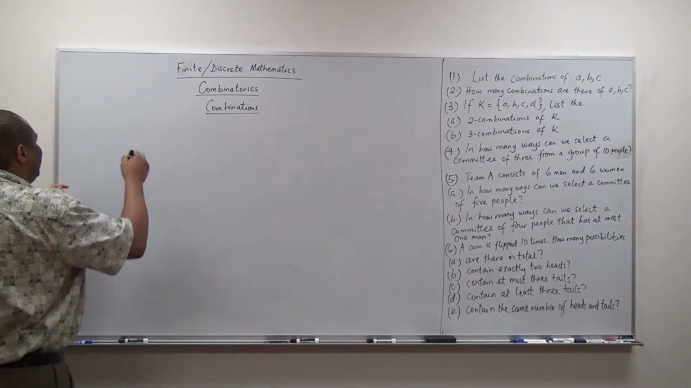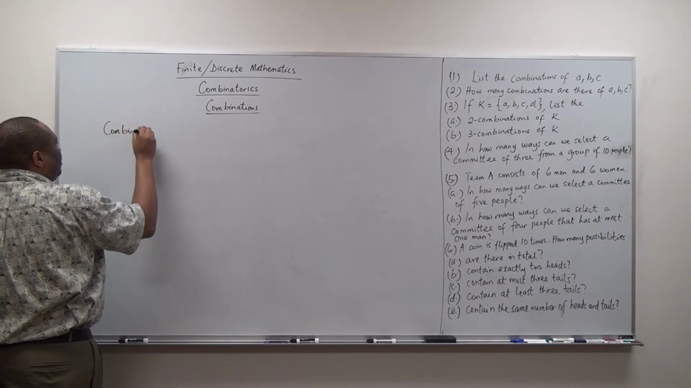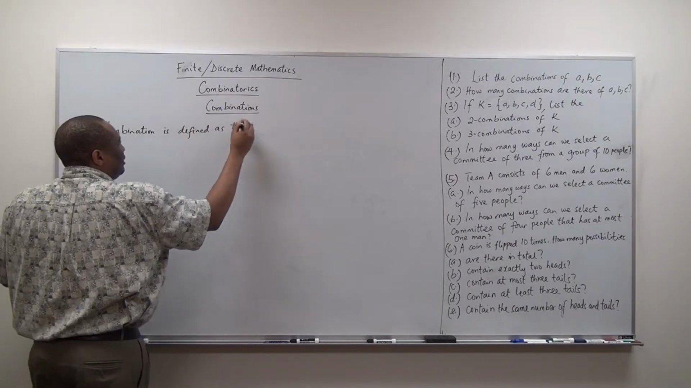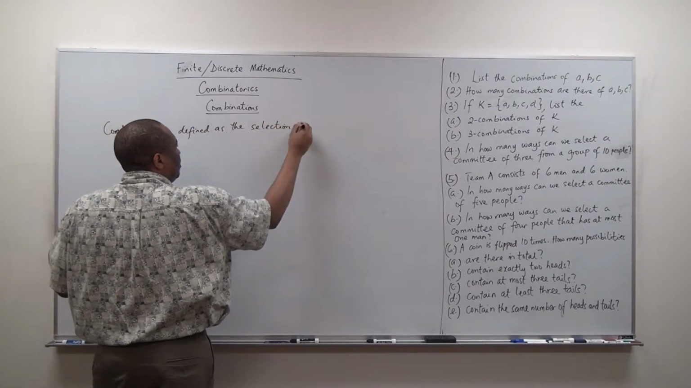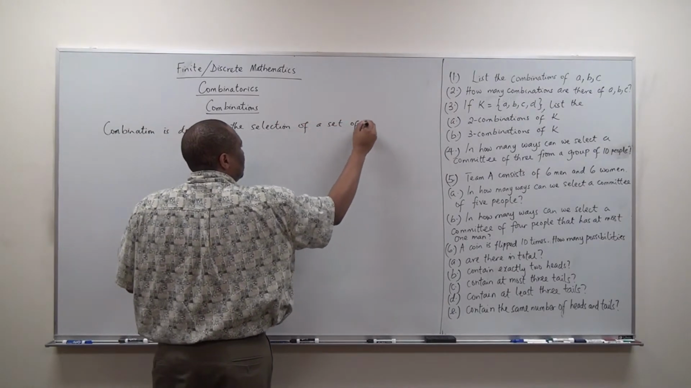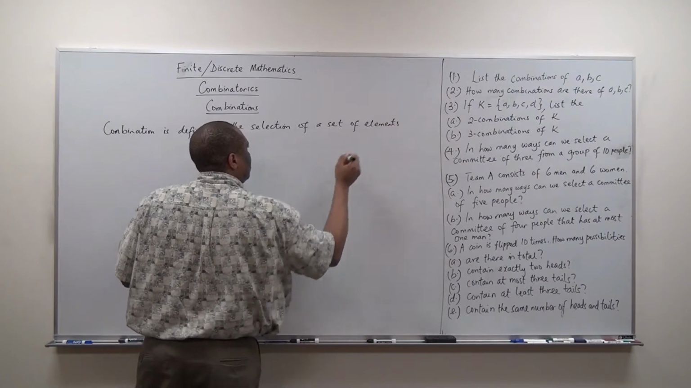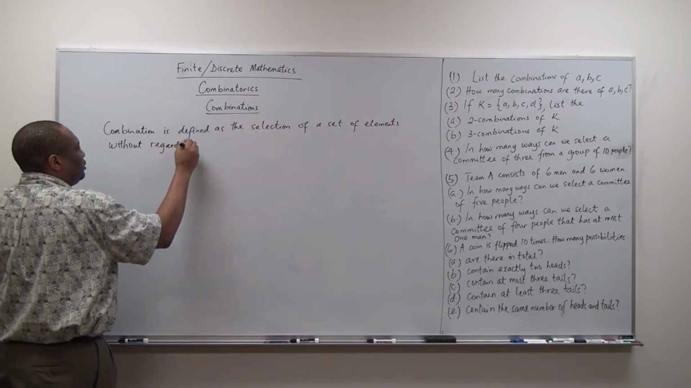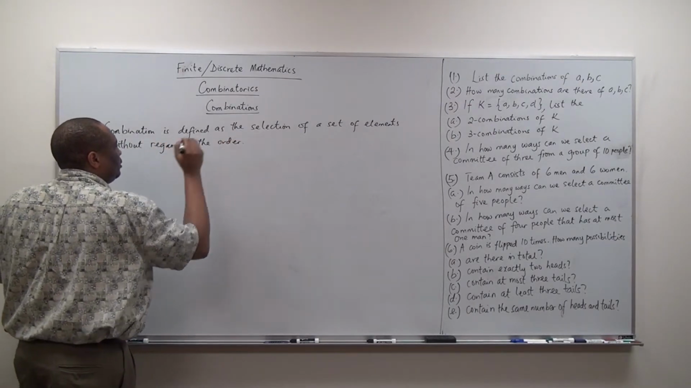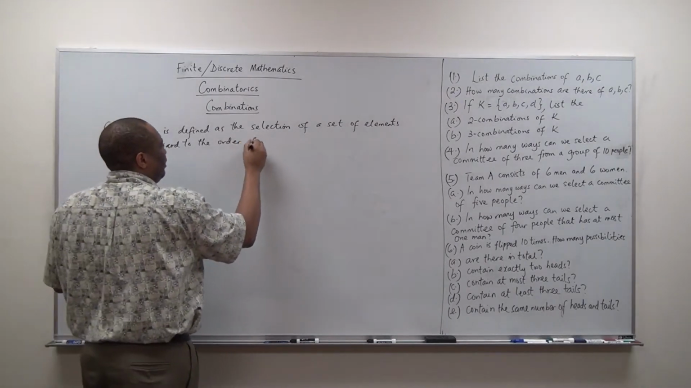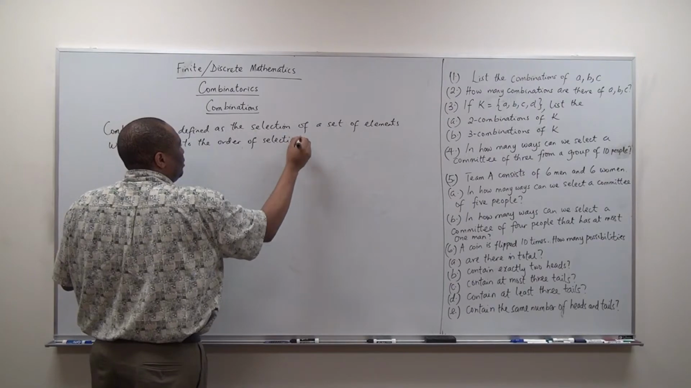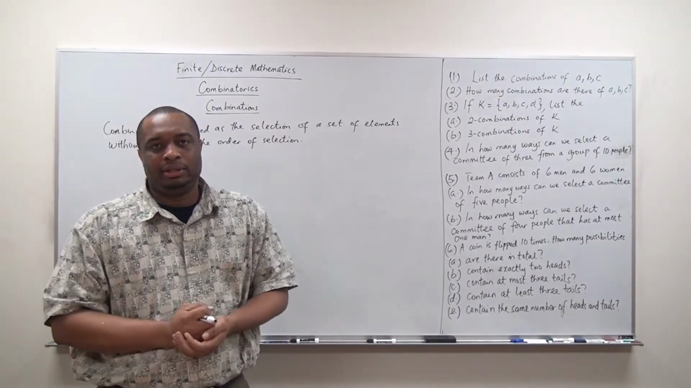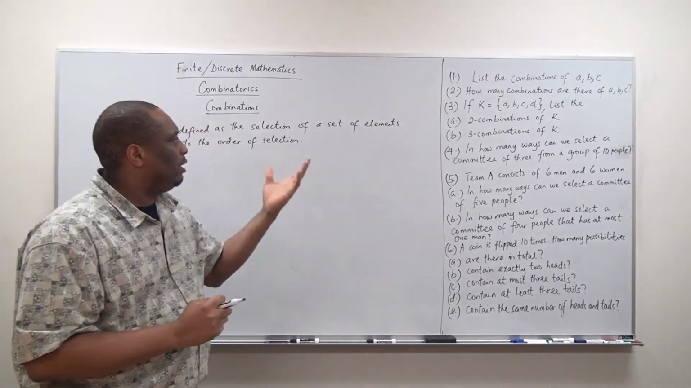So we can say that combination is defined as the selection of a set of elements without regard to the order of selection. We don't care about the order of selection. So when we care about the order, we mean permutation, and when we don't care about the order, we mean combination. I hope to do more videos on this to explain this more. Alright, let's go ahead to the questions.